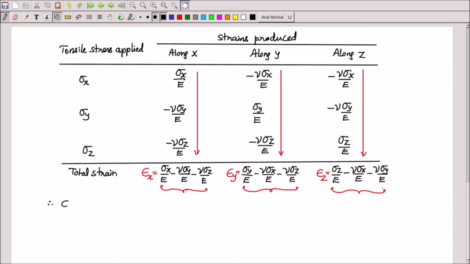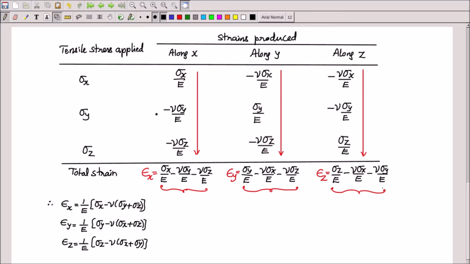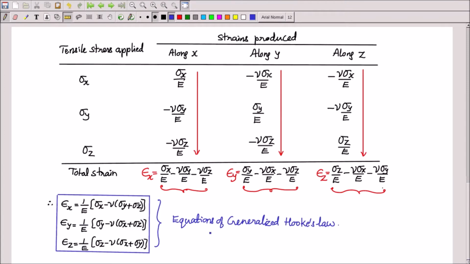Now I can rewrite these equations as epsilon x is equal to 1 over E into sigma x minus nu times sigma y plus sigma z. Epsilon y is equal to 1 over E into sigma y minus nu times sigma x plus sigma z, and epsilon z is equal to 1 over E into sigma z minus nu times sigma x plus sigma y. This set of equations is called the equations of generalized Hooke's law because it relates stress components linearly to the corresponding strain components.